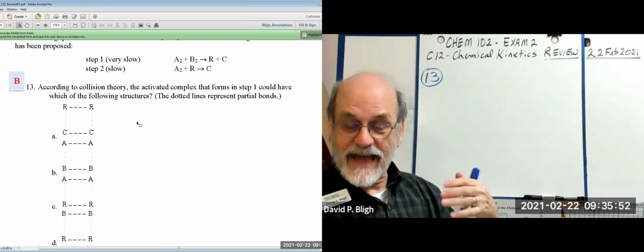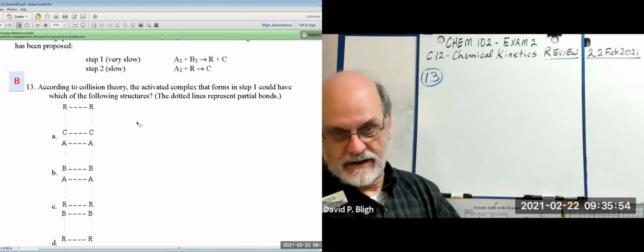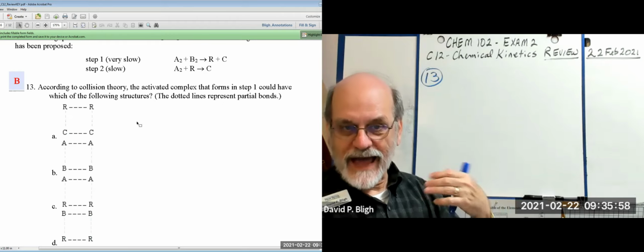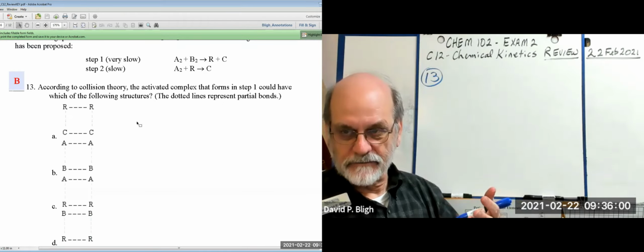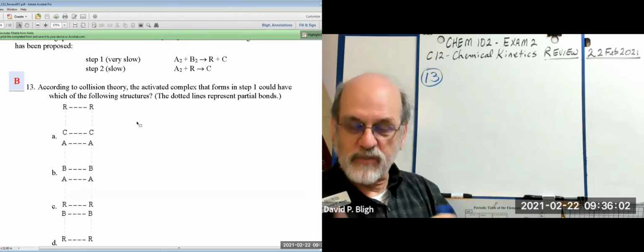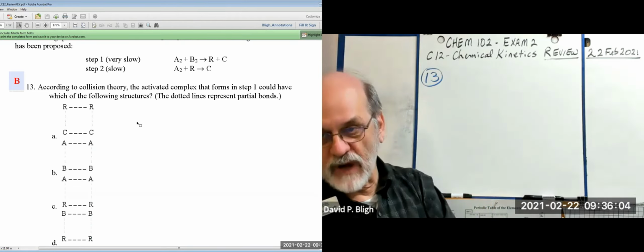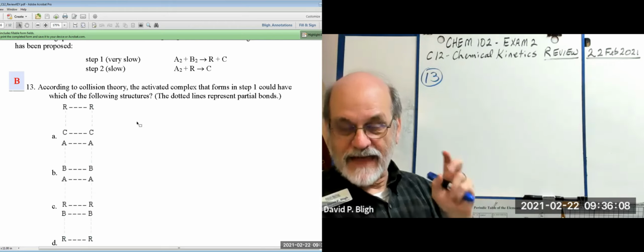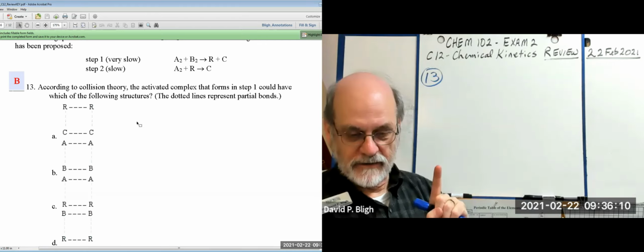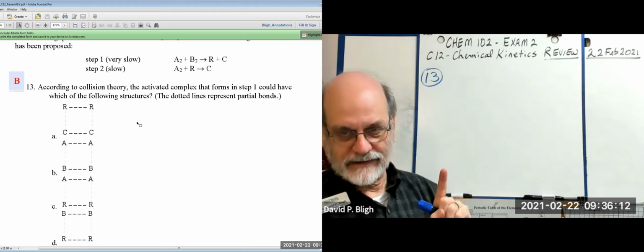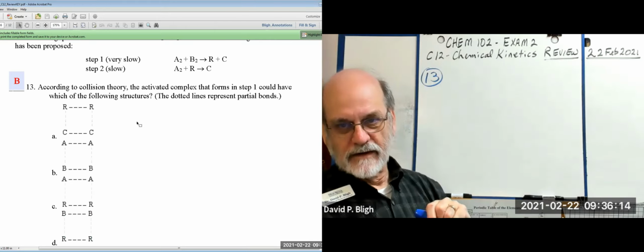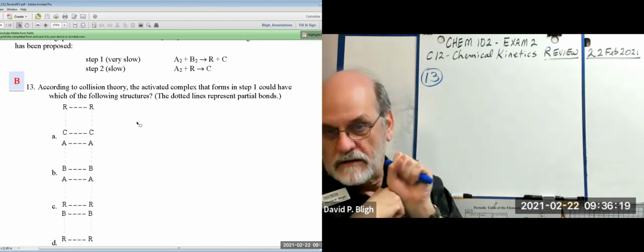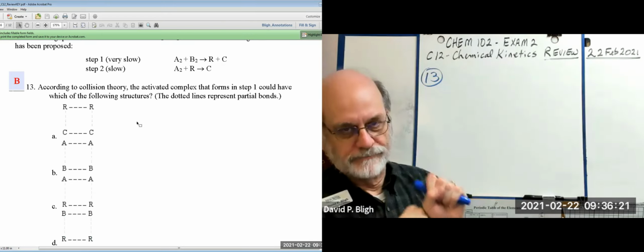And not only that, they have to come together with sufficient energy to reach an activated complex state. In other words, they have to start breaking bonds and start reforming bonds in the process. And that also requires one other condition. They have to be oriented correctly. So no matter how much energy they have, if they come together the wrong way, that complex is not going to form.